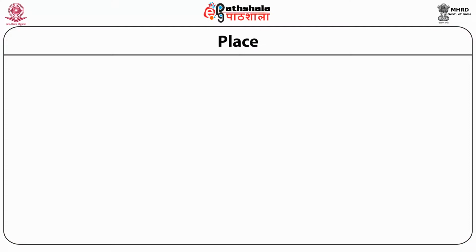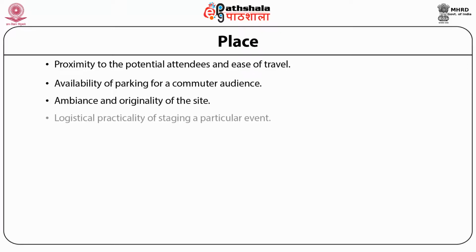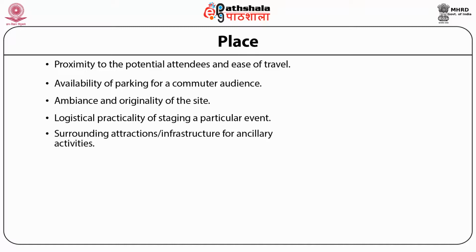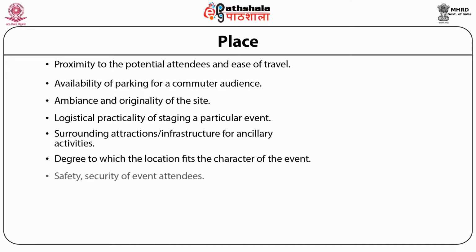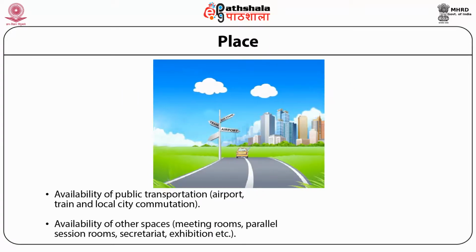Place: proximity to the potential attendees and ease of travel. Availability of parking for a commuter audience, ambience, and originality of the site. Logistical practicality of staging a particular event. Surrounding attractions and infrastructure for ancillary activities. The degree to which the location fits the character of the event. Safety and security of event attendees. Availability of public transportation like airport, train, and local city commutation. Availability of other spaces: meeting rooms, parallel session rooms, secretariat, exhibition, etc.